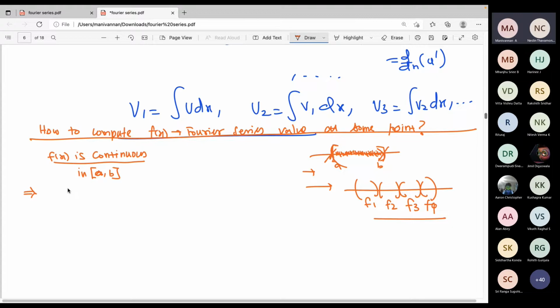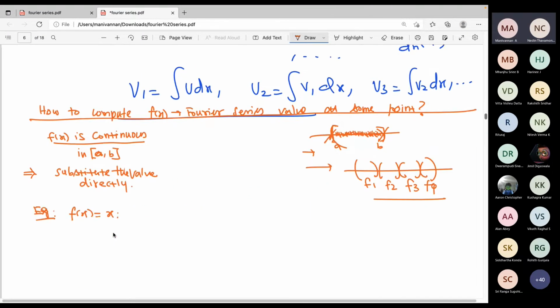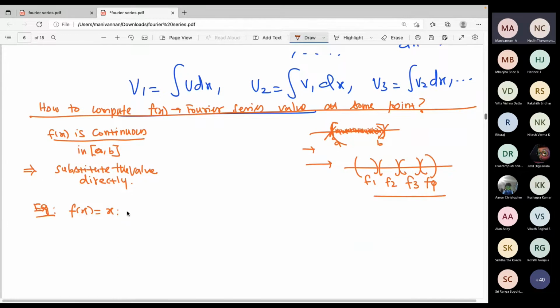We substitute the value of f directly. For example, let us take f of x equals x, which is defined on 0 to 2 pi. I want to calculate f of x at x equals pi by 2.